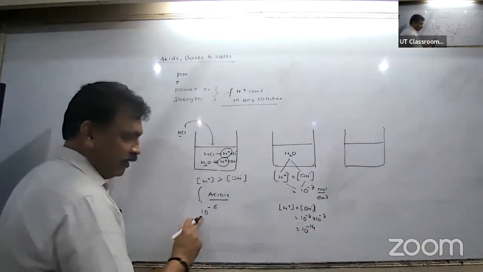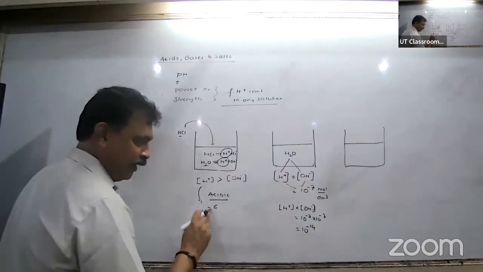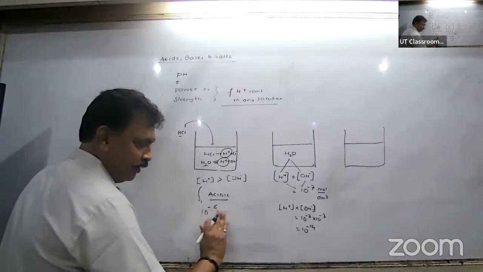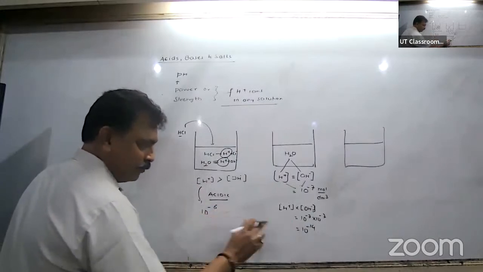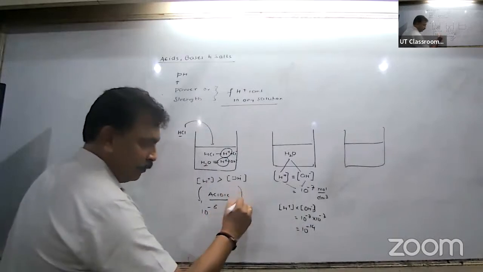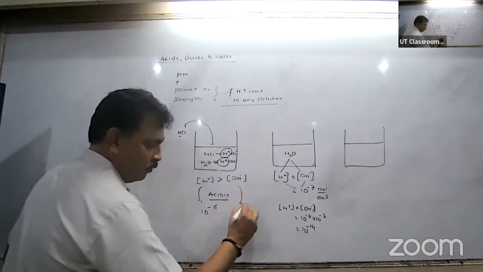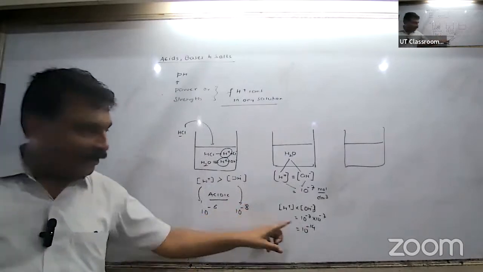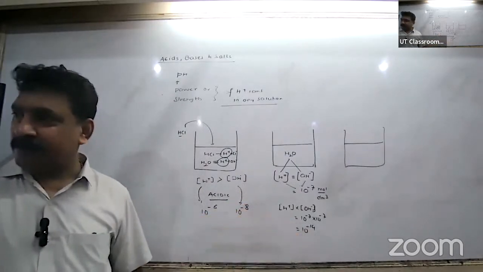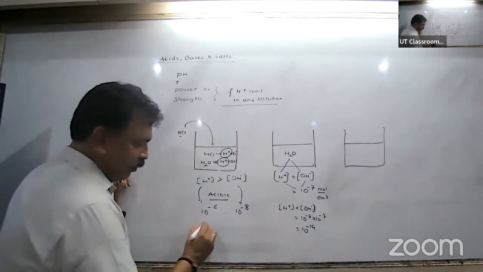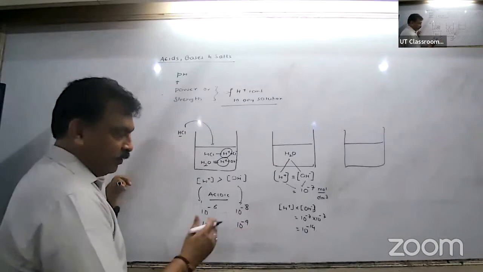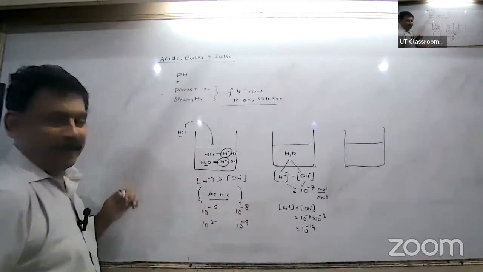To keep this value constant, H plus ions have increased, so what will the OH minus ion concentration be? H plus ion is 10 raised to minus 6, but we want this product only, so OH minus is 10 raised to minus 8. Then 10 raised to minus 6 and minus 8 gives 10 raised to minus 14. If H plus is 10 raised to minus 5, then OH minus will be 10 raised to minus 9. Means the OH minus will always be lesser than 10 raised to minus 7.